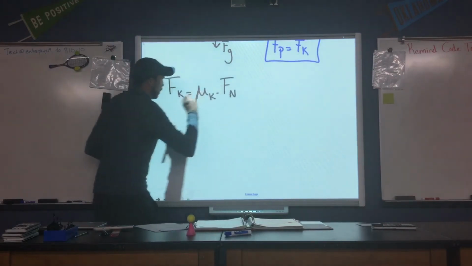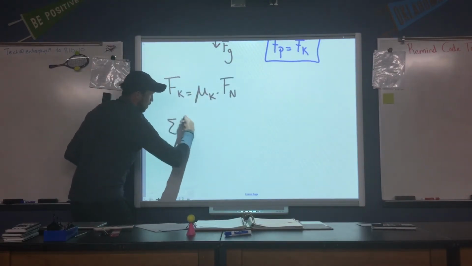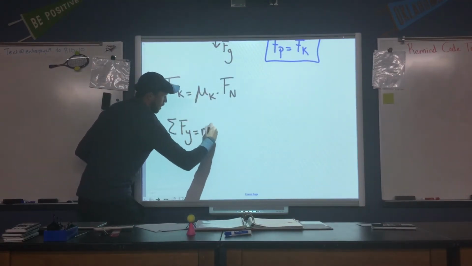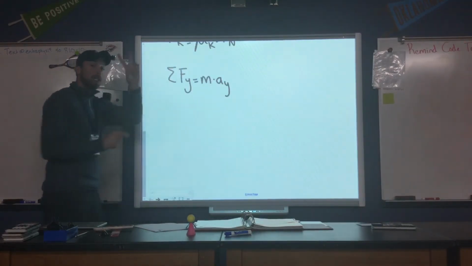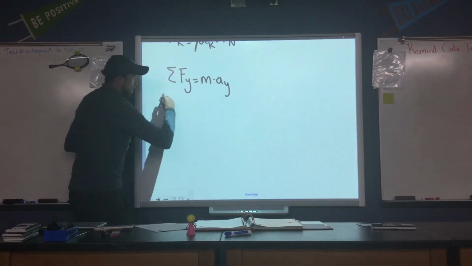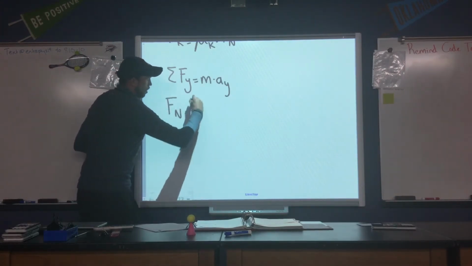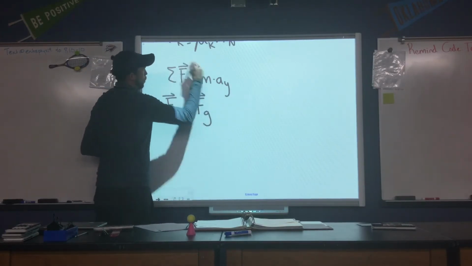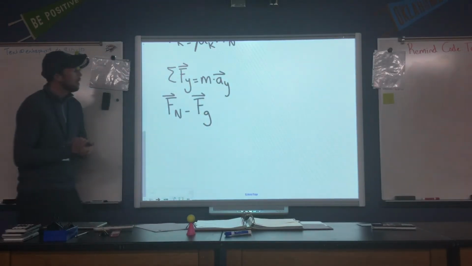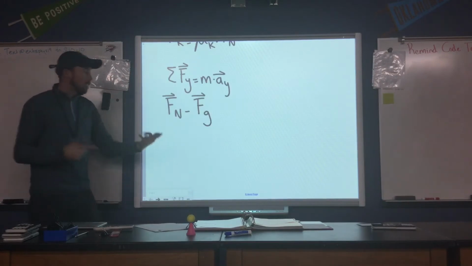So let's write out Newton's second law for the y direction. Sum of forces in the y is equal to mass times acceleration in the y direction. Now in the y direction we have two forces, our normal force, which was directed upward, and our force of gravity, which was directed downward. Technically these are vectors, so I should be representing those. My apologies.